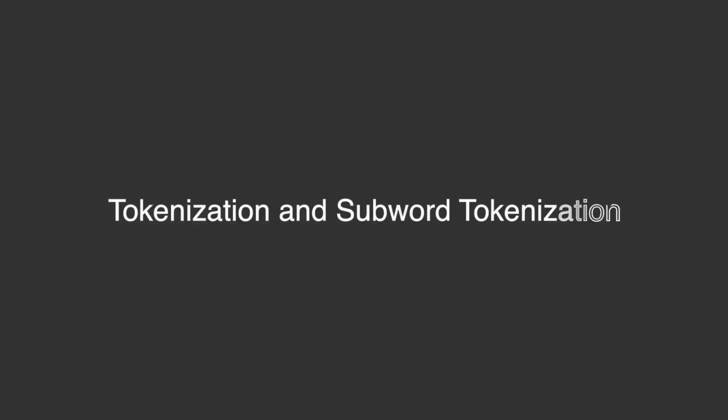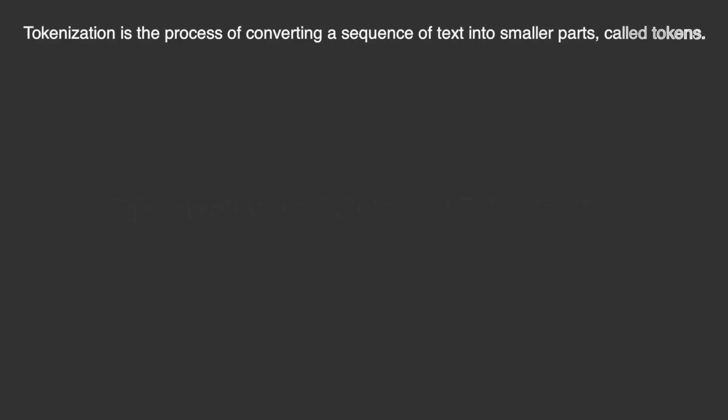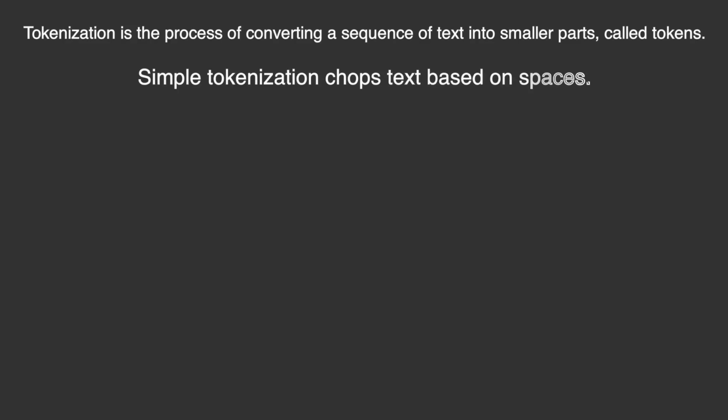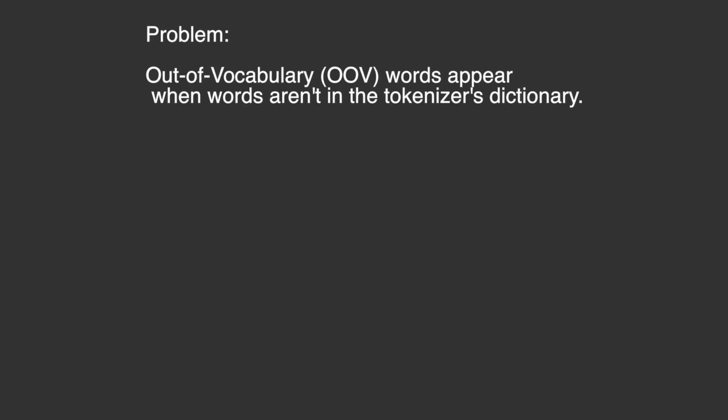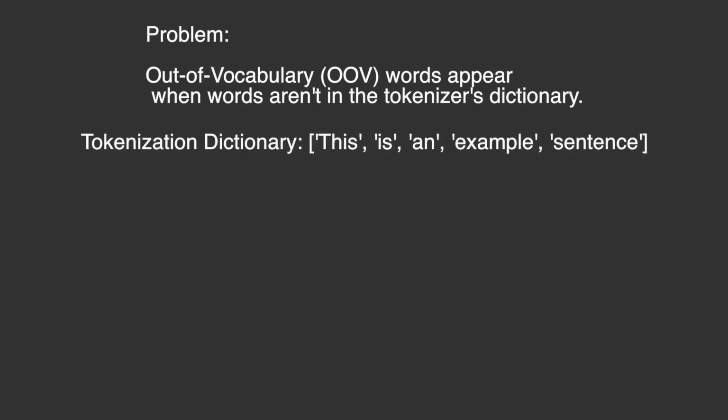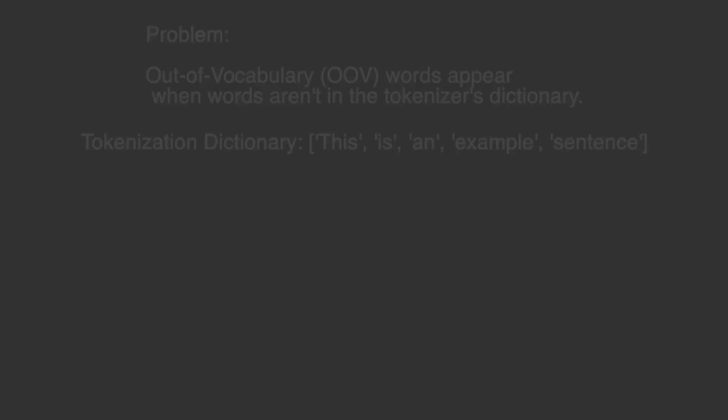Tokenization refers to the process of breaking down a sequence of text into smaller units known as tokens. While basic tokenization simply splits text into tokens based on white space, most advanced tokenization techniques rely on a word dictionary. However, a common issue arises when a word is out of vocabulary. That is, the word is not present in the dictionary, leaving the tokenizer unable to process it.